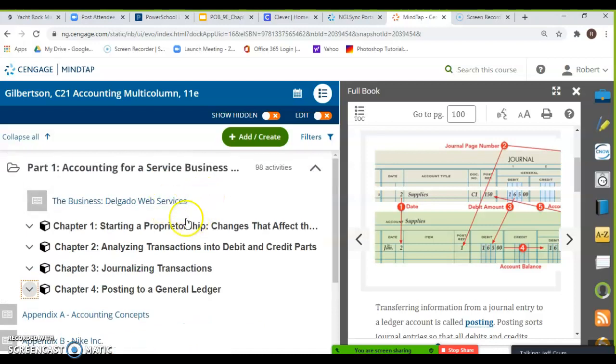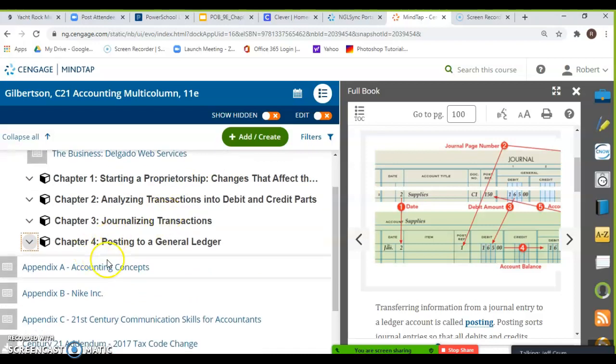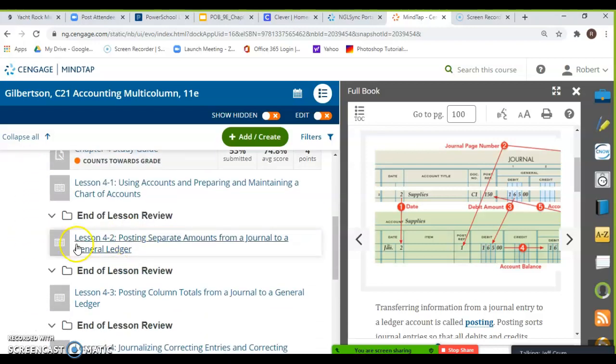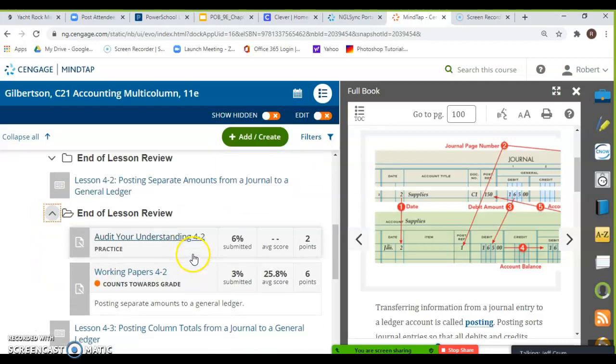So if you're not logged in, it should be logged into MindTap by now, hopefully. Click the arrow for chapter 4. Down here, lesson 2, posting amounts from the journal to the ledger. We're going to number our accounts in the ledger first, though. So in the lesson review.